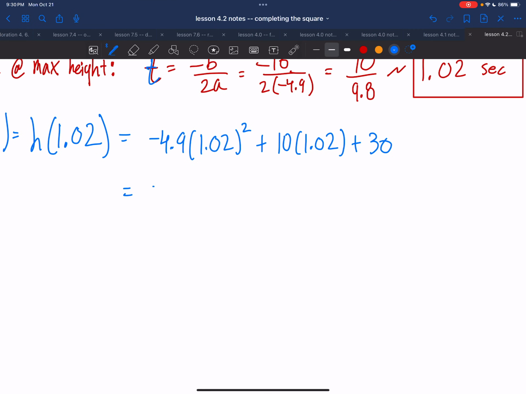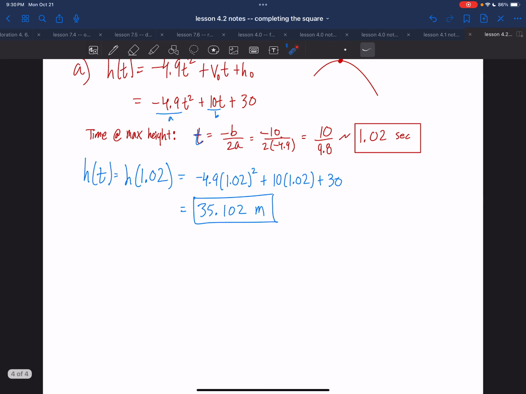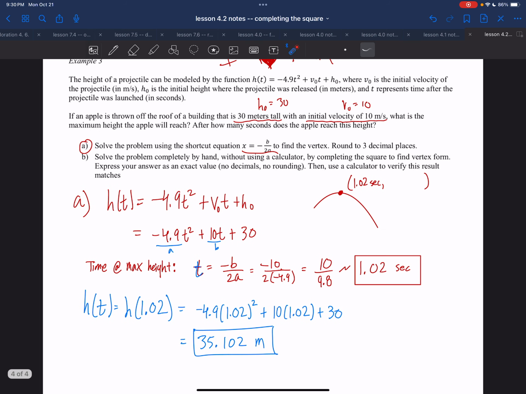35.102 meters. Because the question is in meters, right? It's 30 meters tall. So the max height is 35 meters. And I found this by using the shortcut equation. If I was in a physics class, this is how I would do it. I would just use the shortcut equation and I would be done because it's all calculator work.